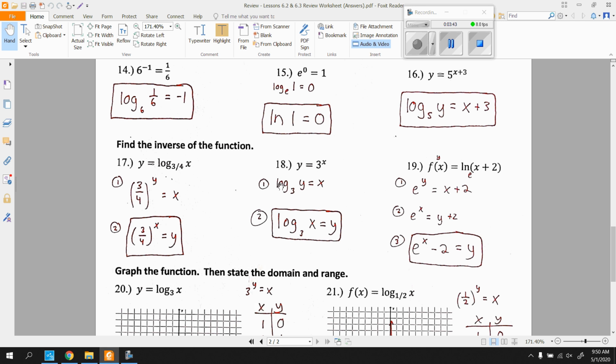Change forms, so I need log base 3. Remember, how does this work? 3 to the x power equals y. That's what this says. Change forms, and then switch your x and your y.